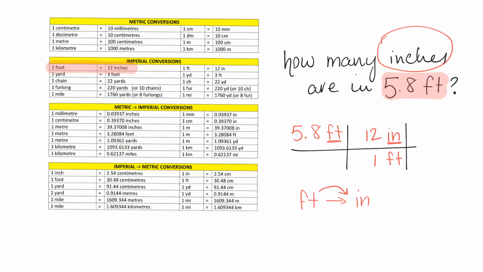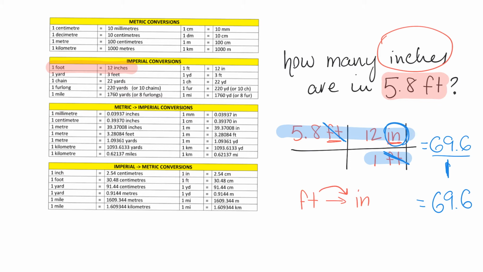Okay. The reason that worked was because the feet were on the top and the bottom. Just like in a fraction, if you've got something on top and the bottom, it cancels out. So my answer is 69.6, and my units that are left are inches.